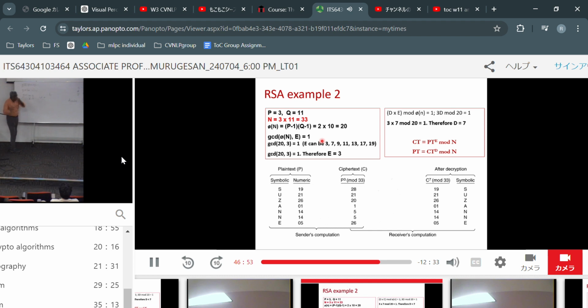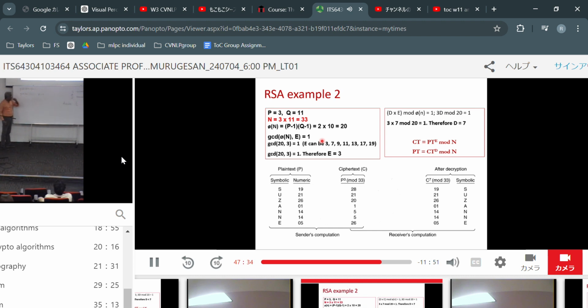But here we are not finding the greatest common divisor. We are saying the greatest common divisor of 20 comma E should be equal to 1. So 1 should be the greatest common divisor between these two numbers. So we have to find the number that satisfies this condition. If you observe this, E as 3 satisfies this condition. We have to see what other values will satisfy. 4 will not satisfy. 5 will not satisfy, because just now I showed you GCD of 20, 4 is 4, and GCD of 20, 5 will be 5.